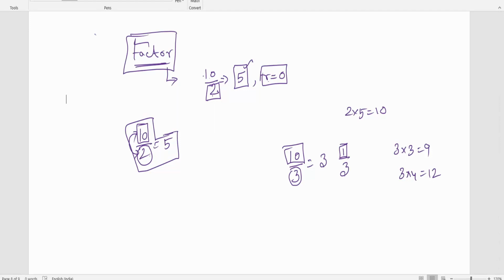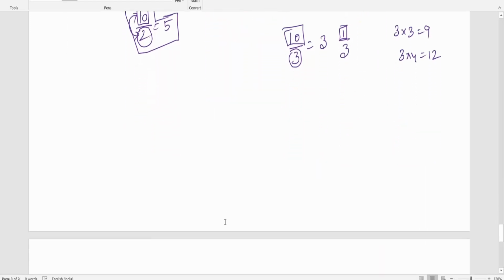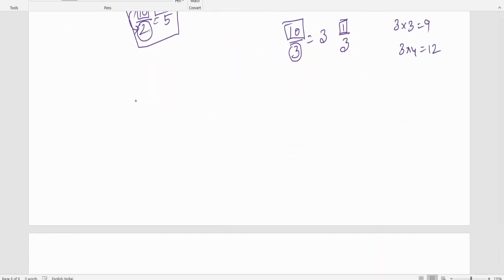Now let us see how we are going to factorize a quadratic equation. The general format of a quadratic equation is ax square plus bx plus c. Here a cannot be equal to 0, because the x square term makes it a quadratic equation. So ax square plus bx plus c is the general form of a quadratic equation.